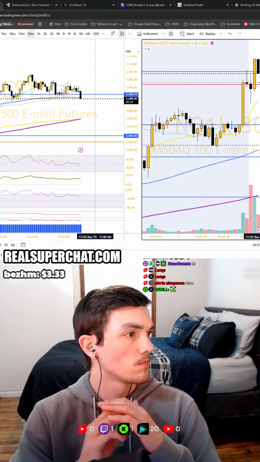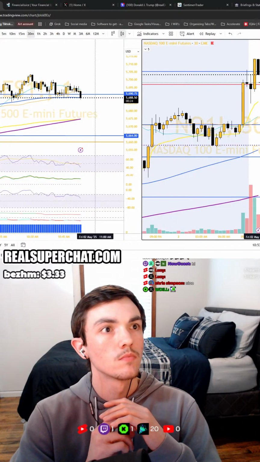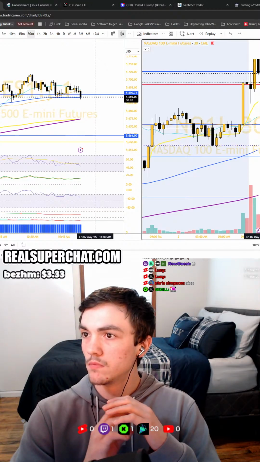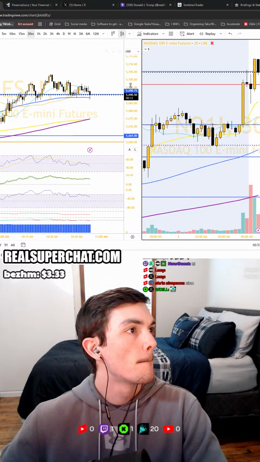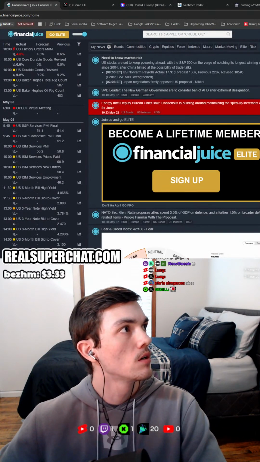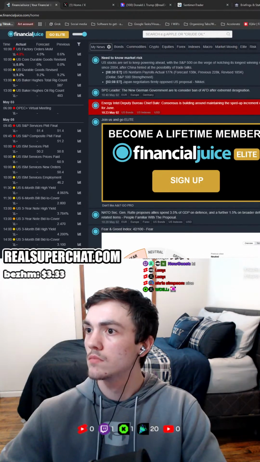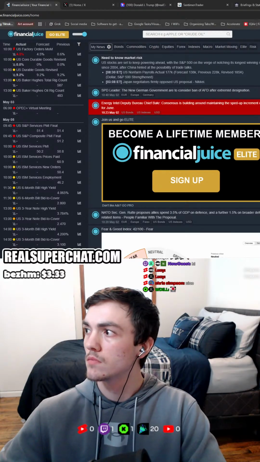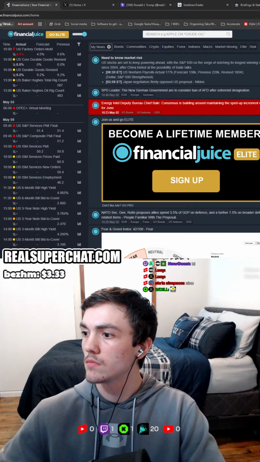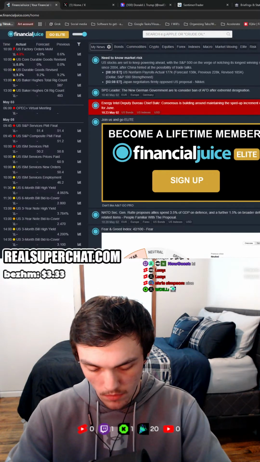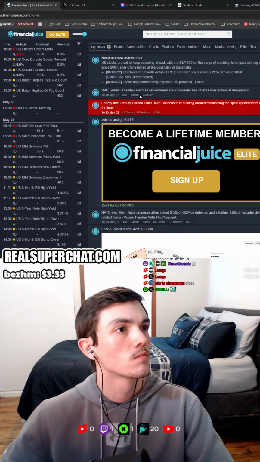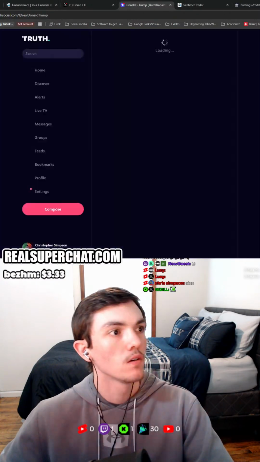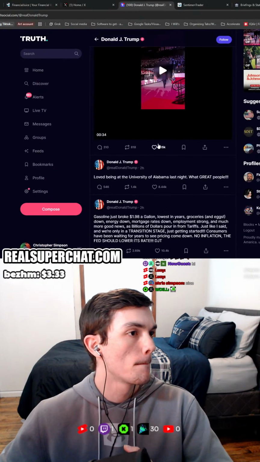See if it respects this key level on the fib. The 30-minute NQ. Check for news. Check for any tweets from Trump. Nothing.